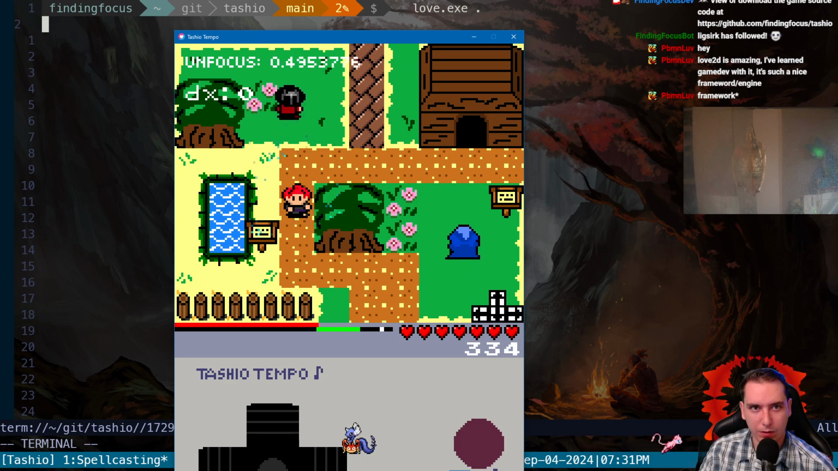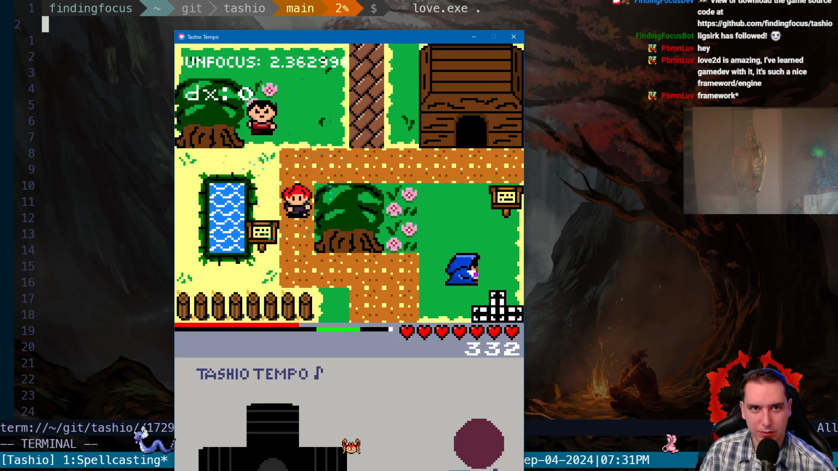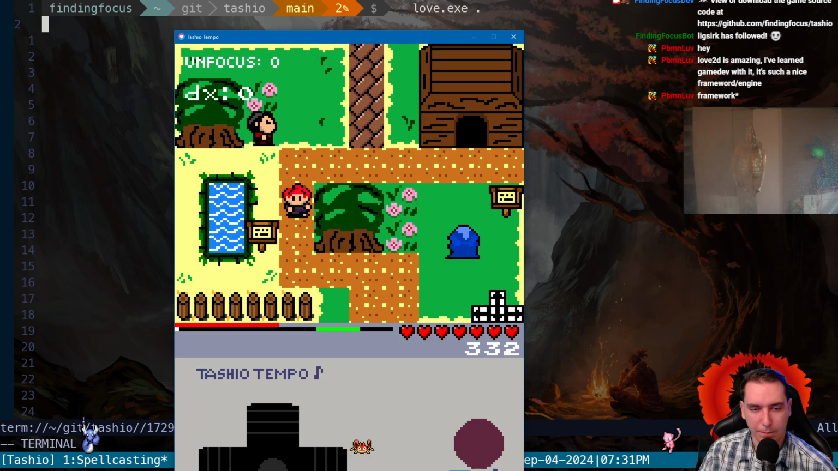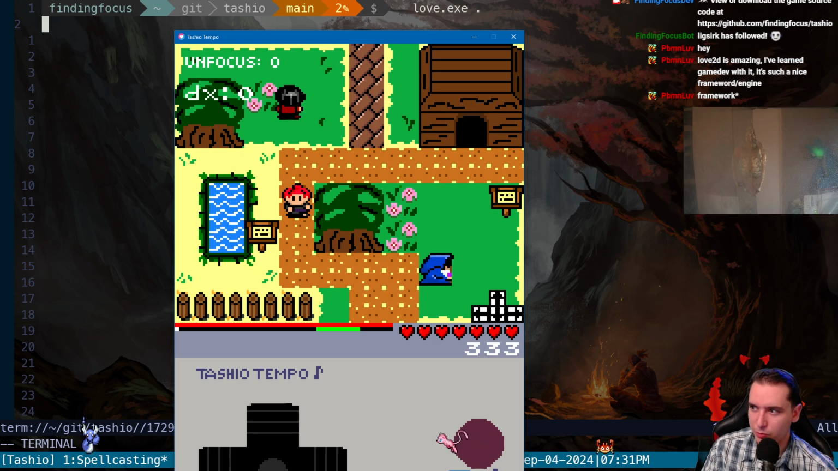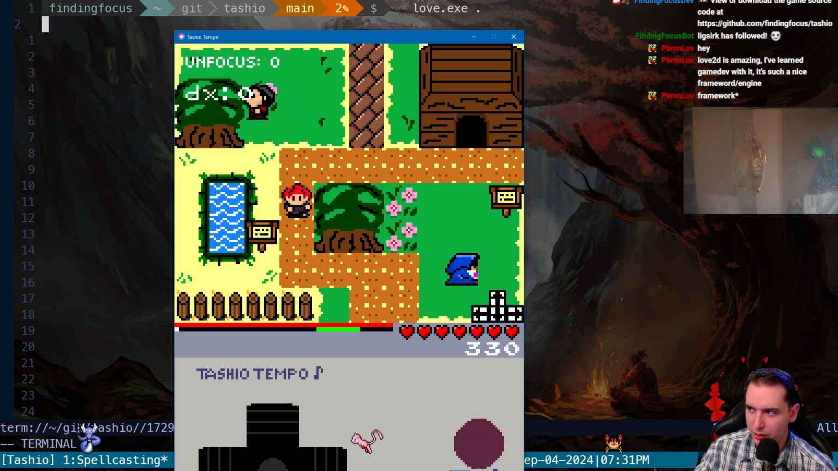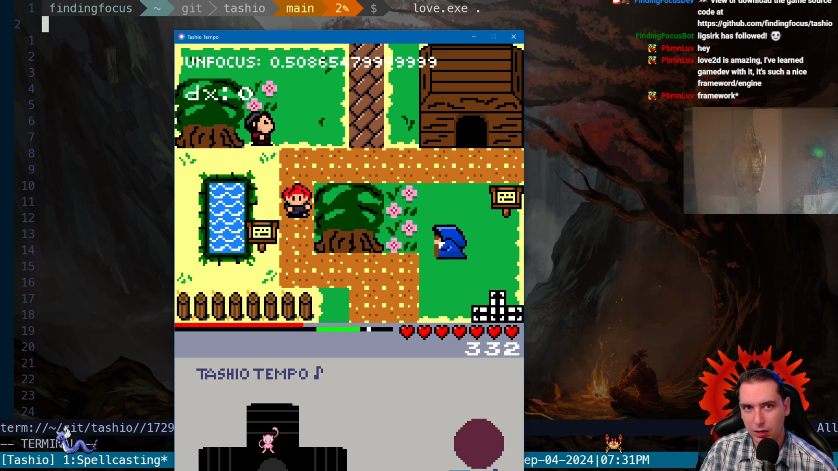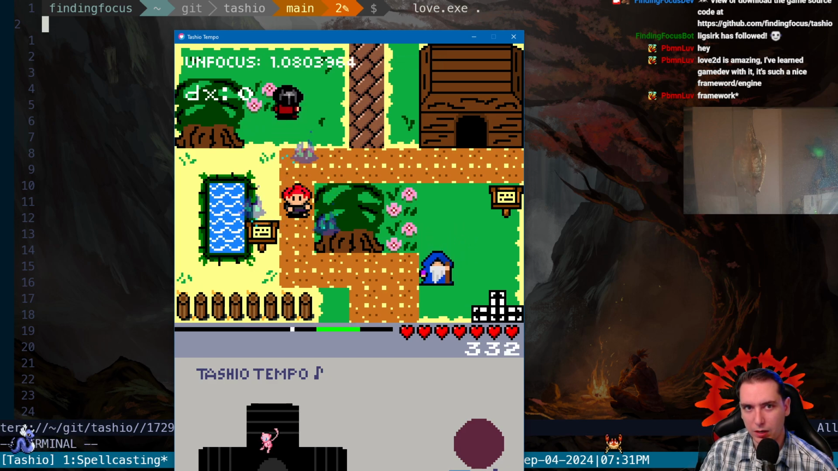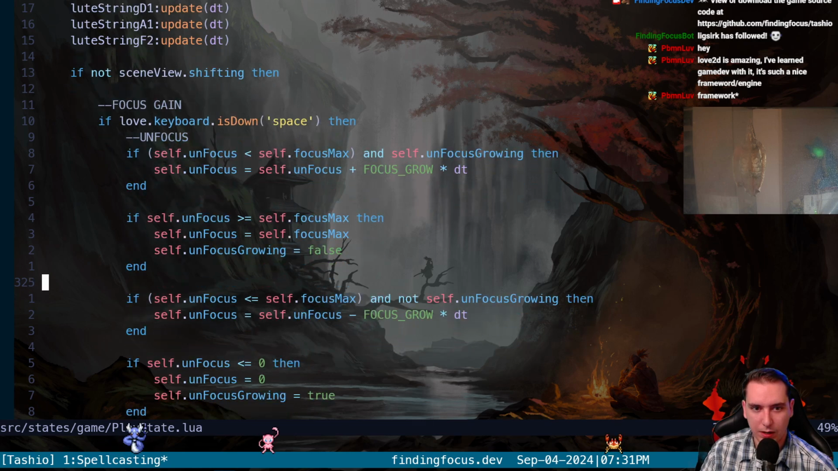See, I don't like how unfocus goes straight to 0. But I guess, actually, no, that does kind of make sense. Okay. So I'm going to just hold spacebar and watch what unfocus does. It should shift somewhere between like 0 and 2, and back down to 0 and back up to 2 or something. So let's see. It kind of goes right down to 2 right away.